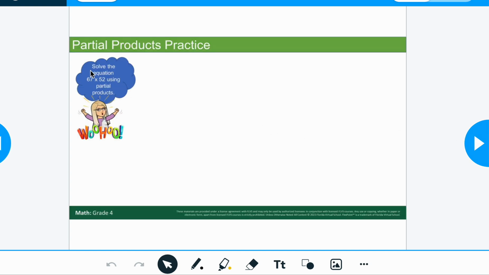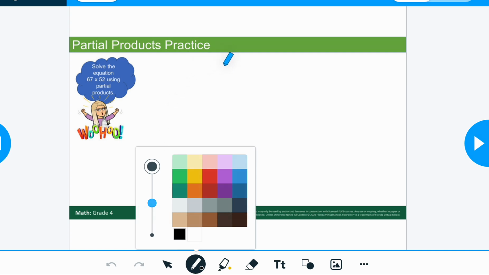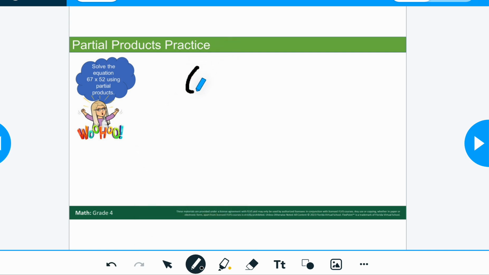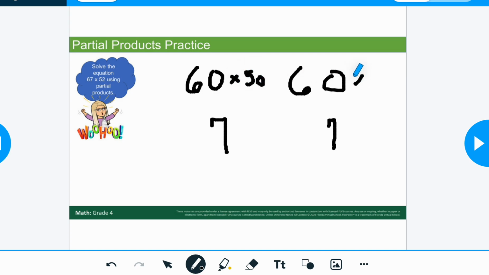So let's get ready to take a look at it. Let's try some using partial products. So using partial products, I'm going to take 67 and break it apart into 60 and then 7. Okay, so 60 is going to multiply by 50, and 60 is also going to multiply by 2. So I'm going to do 60 times 50, and then 60 times 2. Going to add those two numbers up.